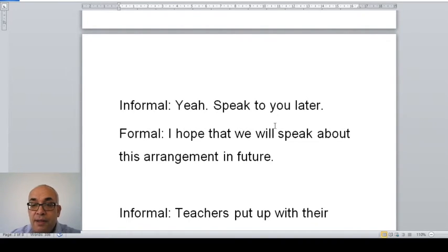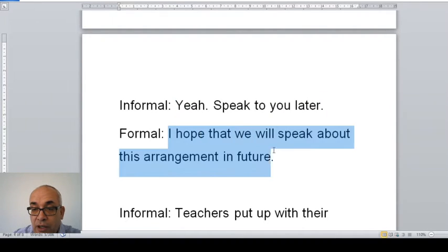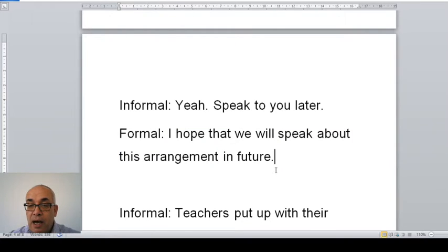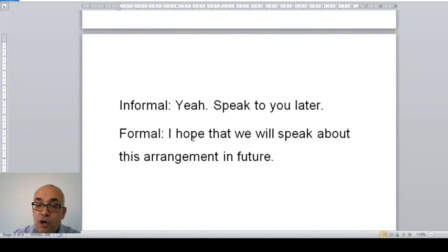I hope that we will speak about this arrangement in future. Now, this sentence is informal. I change it into formal English, and I'm using different words, as you can see. So I hope that we will speak about this arrangement in future. So instead of later, I say in future. Instead of speak to you, we will speak. So you have to use a sentence, because formal English uses complete sentences.